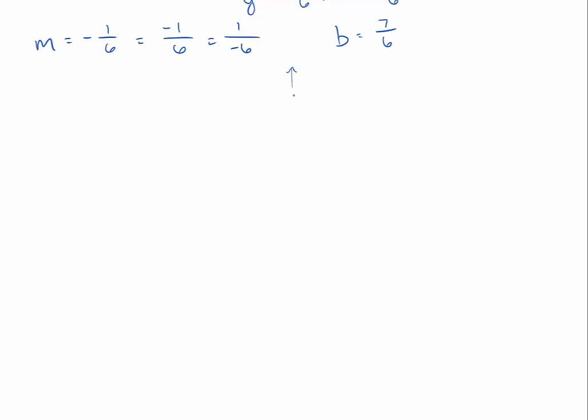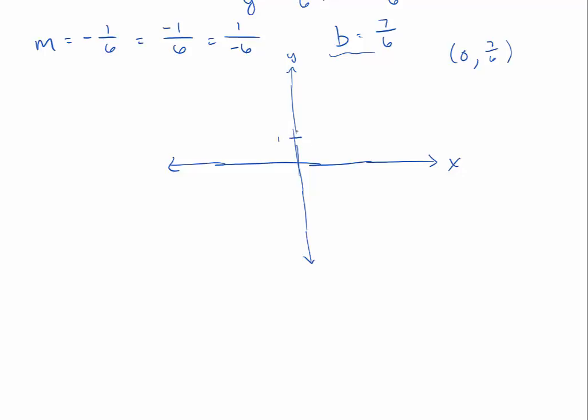Let's see what happens here. I'm not an artist. I apologize. Boom. All right. So this is x. This is y. And the first thing you do is you want to graph b, and it's 0 comma b, so 0 comma 7 over 6, and I don't know what 7 over 6 is, but it's a little bit more than 1. So I'll just call that 1 and put my dot, I don't know, right there.